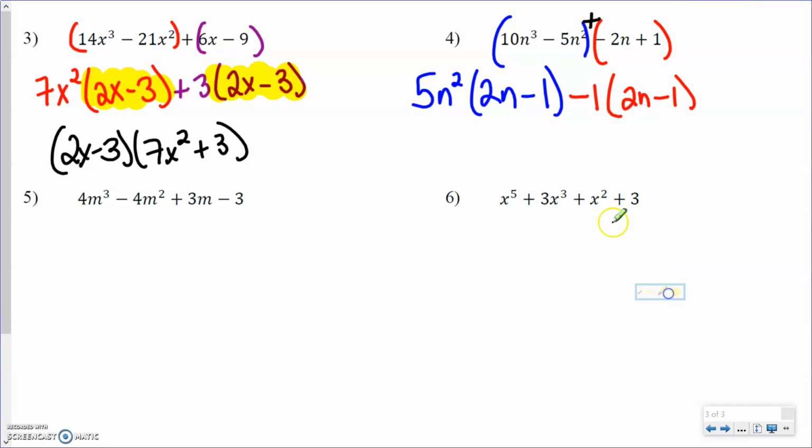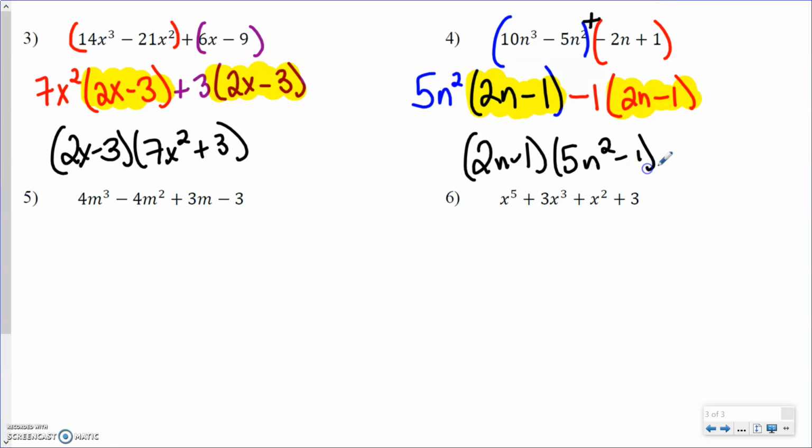Notice your groups match. If you hadn't put a negative there, they wouldn't have, so you would have needed to check your work. You're going to pull that 2n minus 1 out front. Whoops, sorry, that's minus. And then you have 5n squared minus 1 in your second group.